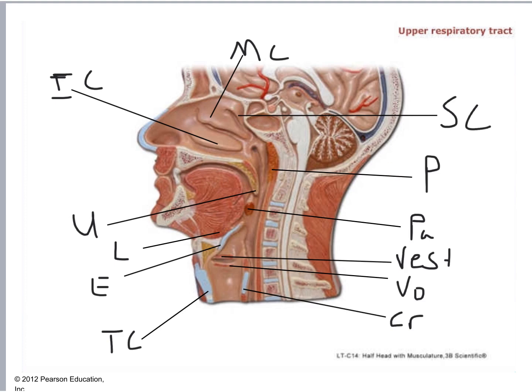This line is pointing to the pharyngeal tonsils, also known as your adenoids. This line is pointing to the palatine tonsils right here. This line is pointing to this fold, which are known as the vestibular folds or false vocal cords. This line is pointing to these folds, which are your vocal cords. These are the ones that produce sound whenever they close and you blow air through them. And then this line is pointing to the cricoid cartilage, which is back here.